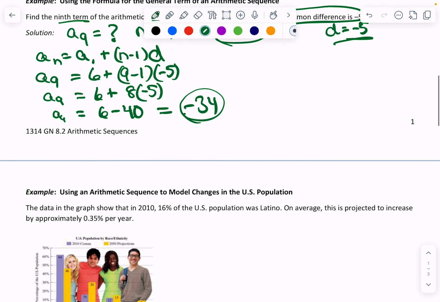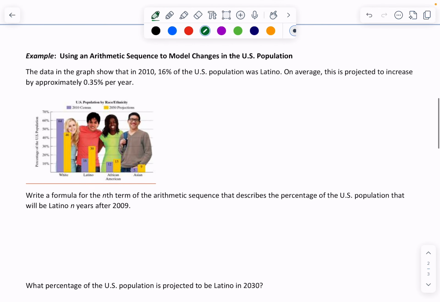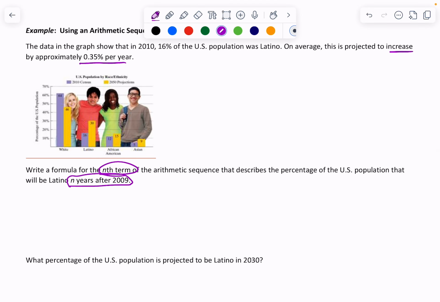Okay, let's look at an example using an arithmetic sequence to model changes in the US population. The data in the graph show that in 2010, 16% of the US population was Latino. On average, this is projected to increase by approximately 0.35% per year. Now we're going to write a formula for the nth term of the arithmetic sequence that describes the percentage of the US population that will be Latino in years after 2009. Our general formula again is the first term plus n minus 1 times d.